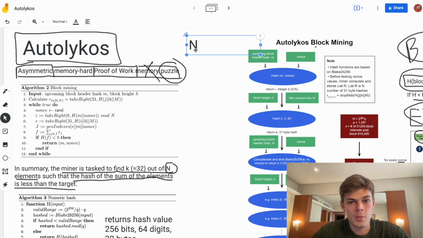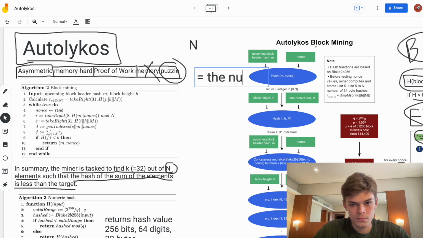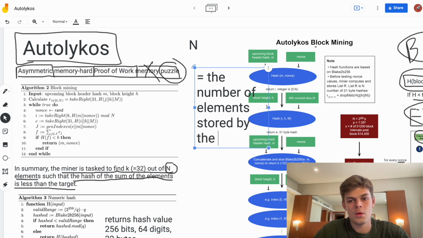Because that's what's stored in memory, and that's how we're involving memory. That's why it's memory hard. So n equals the number of elements stored by the GPU.